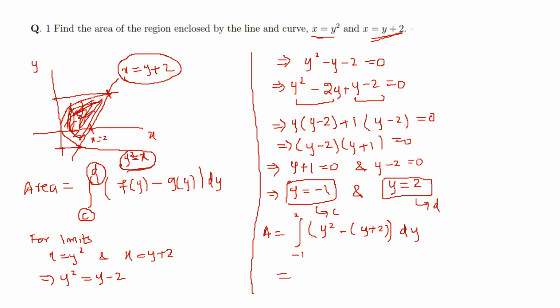So let's integrate this function, and we get y cube by 3 minus y square divided by 2 minus 2y, and the limits of integration are from minus 1 to 2. Let's write the last equation again, and that is area equals y cube divided by 3 minus y square divided by 2 minus 2y, and the limits from minus 1 to 2. Let's put the limits of integration. Here we have upper limit as 2 and lower limit as minus 1.